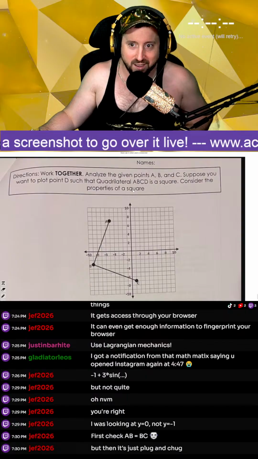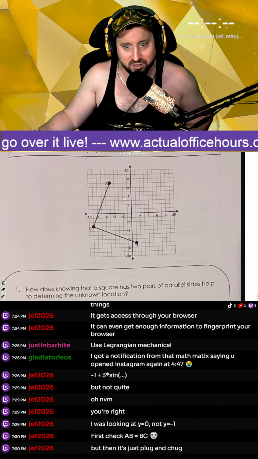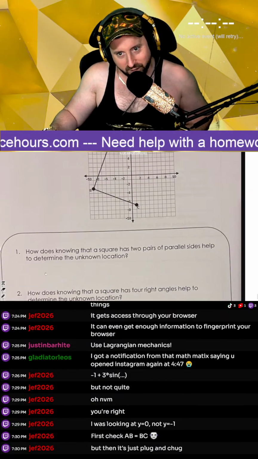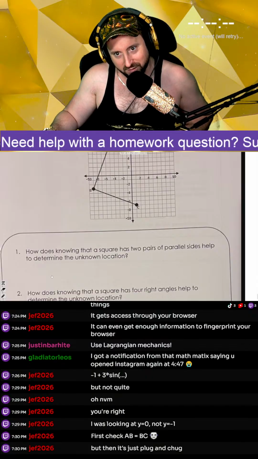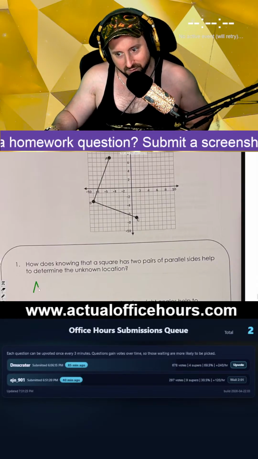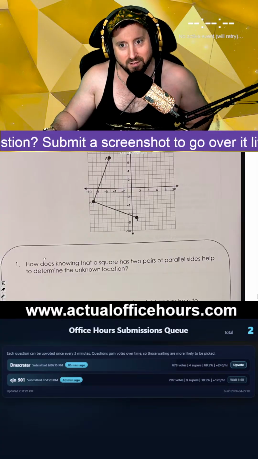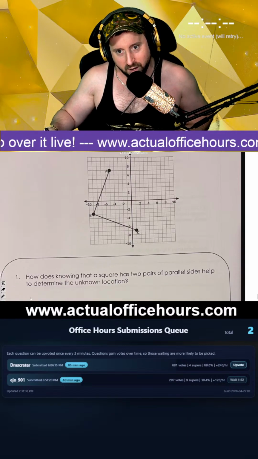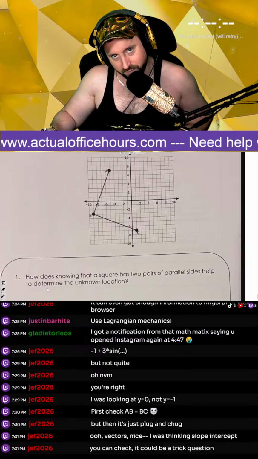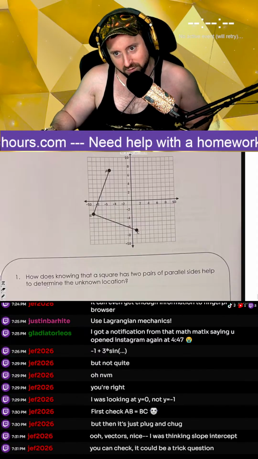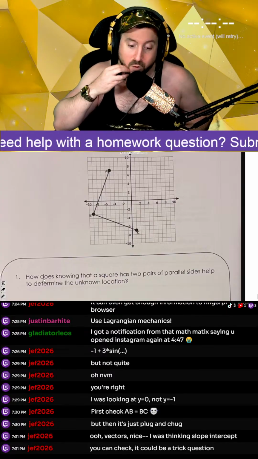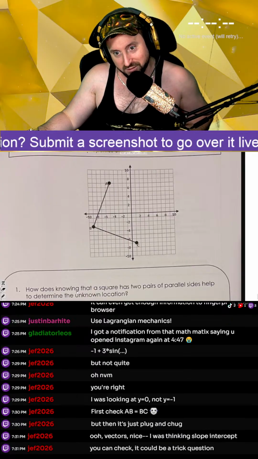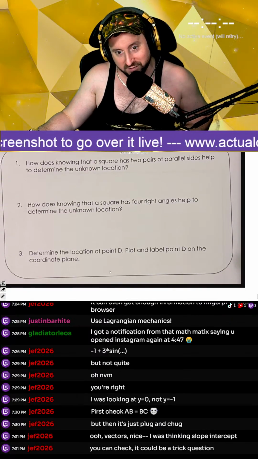Well, I think we have to assume that AB equals BC, right? Yeah. Okay. You were thinking slope intercept? Yeah, I was thinking these are just vectors, right? It could be a trick question. I wonder if we're allowed to use dot product stuff. I would also just say that AB dot BC has to be equal to 0. But I wonder how much we're allowed to do that.